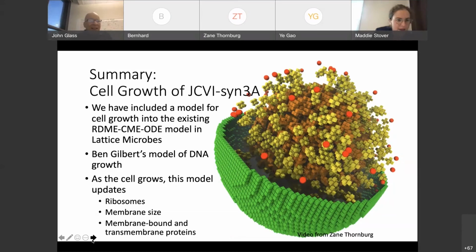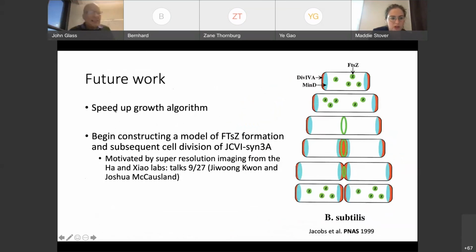Moving forward, we want to speed up this algorithm and then begin constructing a model of FtsZ formation and subsequent cell division of syn3A. Here we have just an example of a rod-shaped bacteria, B. subtilis, with FtsZ forming and facilitating cell division. This work on FtsZ is motivated by super resolution imaging from the Ha and Xiao labs, who will be giving talks next Monday.